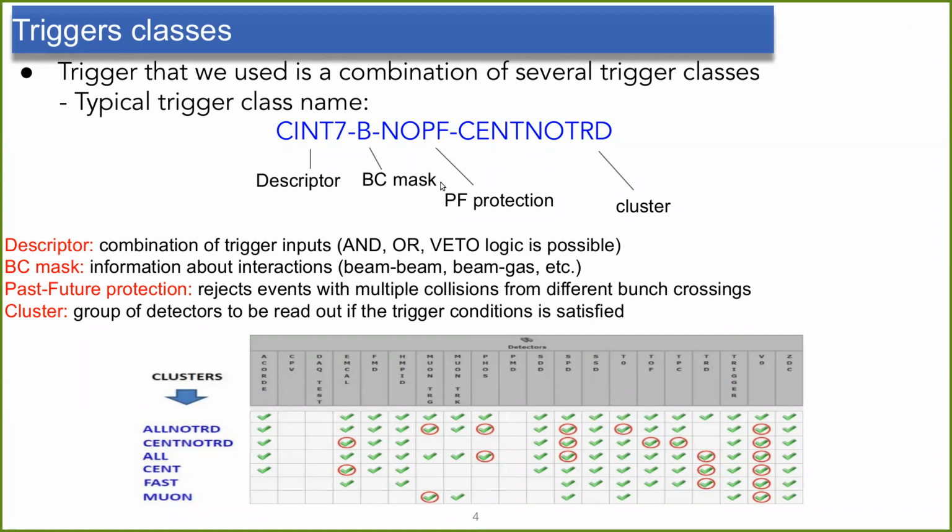One can look below, where I show several types of clusters. If you look at CENT-noTRD, it is the combination of clusters from EMCAL, SPD, TOF, TPC, and V0. There are several other kinds of clusters like ALLNOTRD, ALL, CENT, etc.